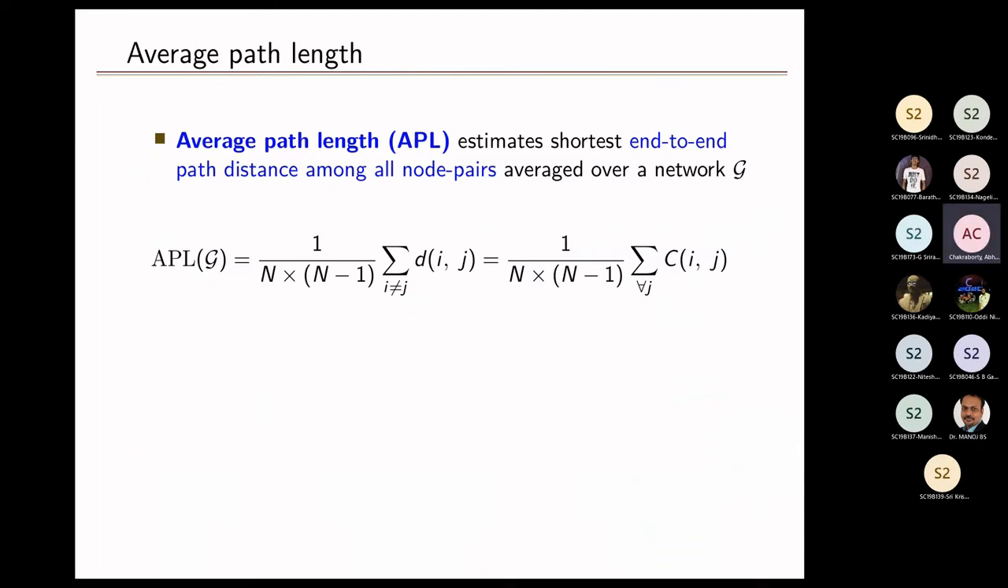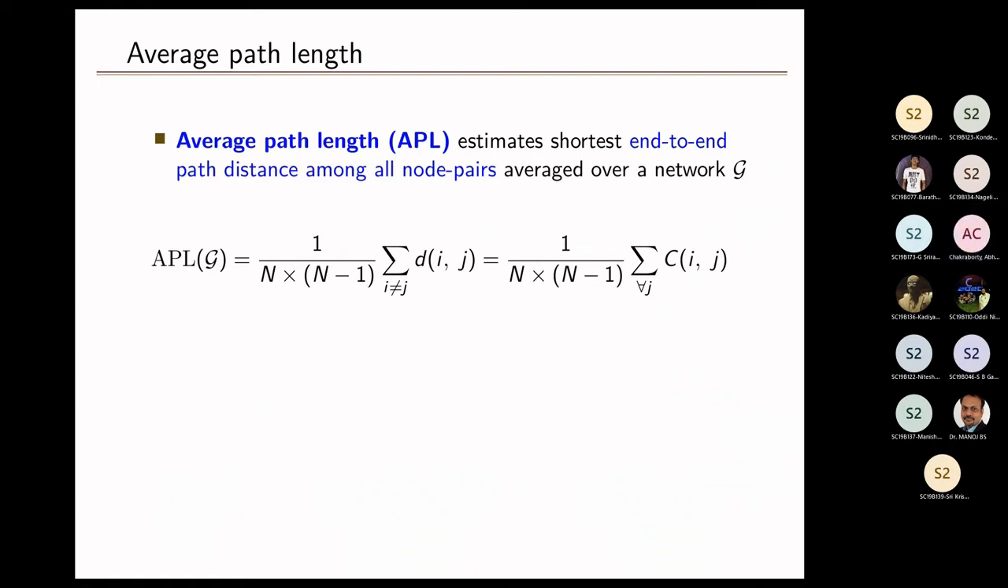It estimates the shortest path between two nodes, averaged over the network. So here, for a network G, the path length has been identified with this particular equation, where n is the number of nodes in the network, and in this expression we have assumed this is a directional network. If it is a non-directional network, instead of 1 in the numerator it will be 2, so it will be n into n minus 1 by 2.